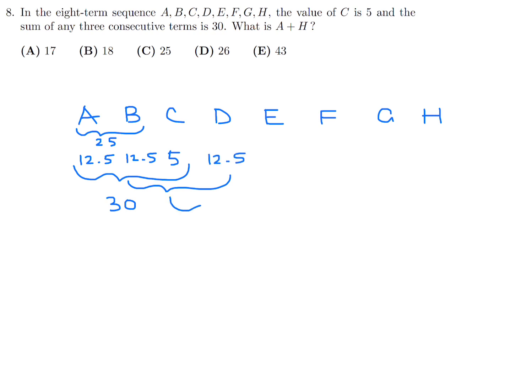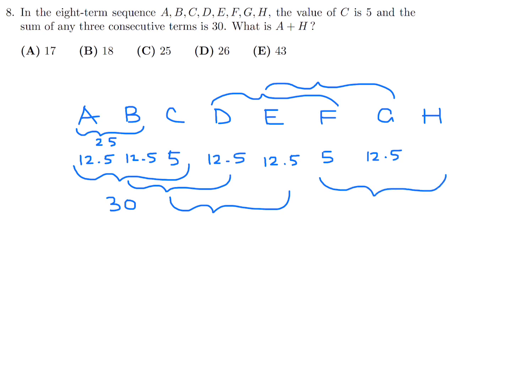Again, continuing, C plus D plus E is also equal to 30, so that means this is 12.5 E. C plus D plus E is equal to 30, so that means this is 5. E plus F plus G is 30, so this is 12.5. And finally, F plus G plus H is equal to 30, so this is 12.5. So A plus H is obviously equal to 12.5 plus 12.5, and that is equal to 25. So number 8, the answer is C.